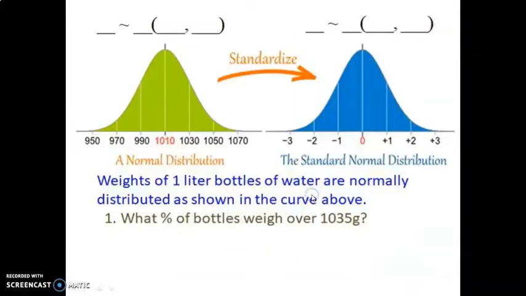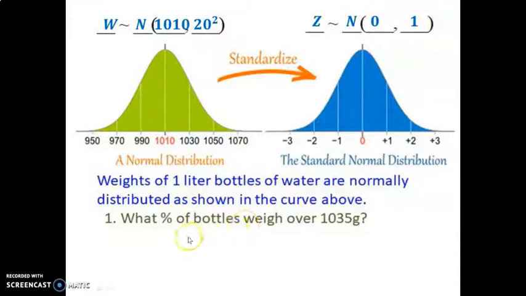Okay, let's keep going. So we just learned how to standardize, so let's say we have a different example here. The weights of 1 liter bottles of water are normally distributed as shown in the curve above. Now this data, I've put some context to it, and we are saying it represents the weight of water bottles. So I put W for weight, normally distributed. Here's the mean, here's the variance. We're going to standardize that to this, 0 and 1 again.